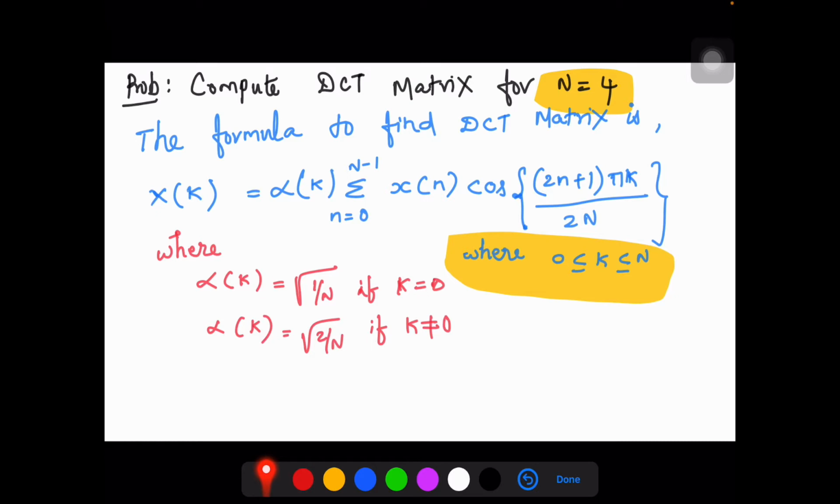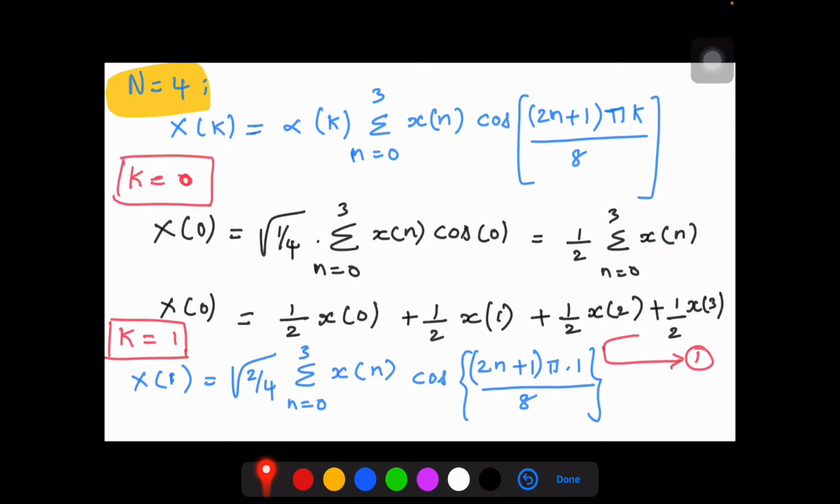As said earlier, alpha(k) has the value of square root of 1/N for the case k equal to 0, and for k not equal to 0 it is square root of 2/N. Since N equal to 4, we take k equal to 0 to N minus 1, so k equal to 0, 1, 2, 3.